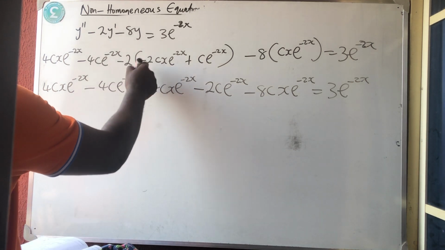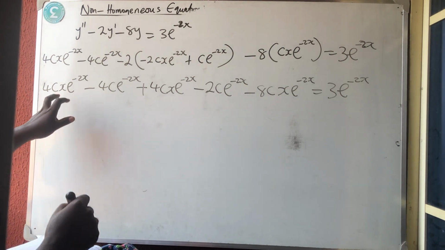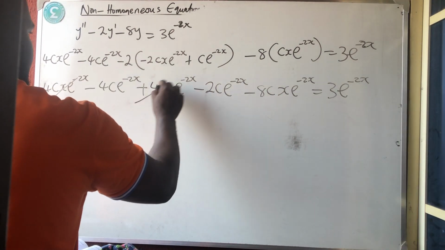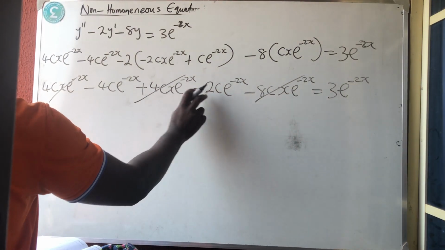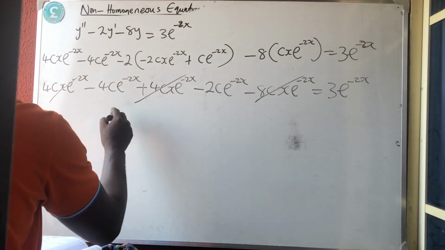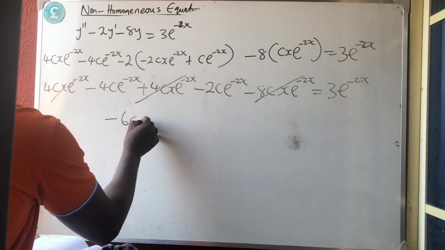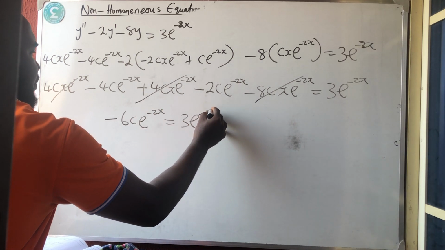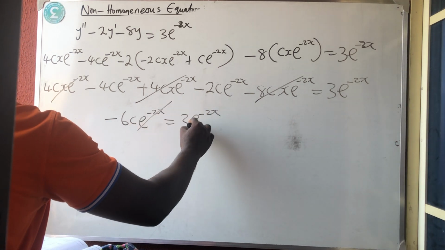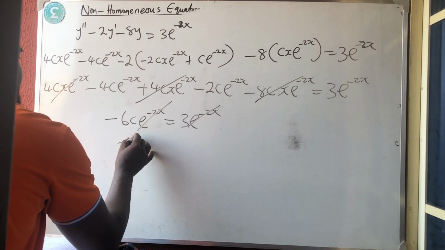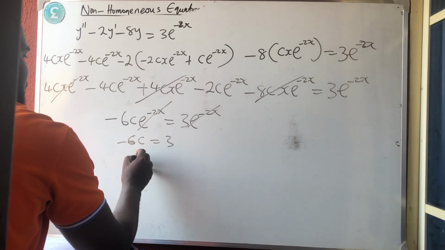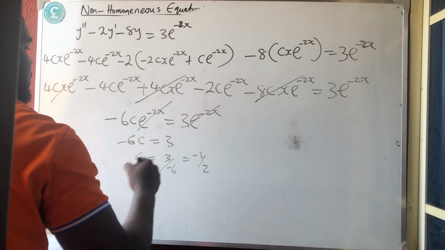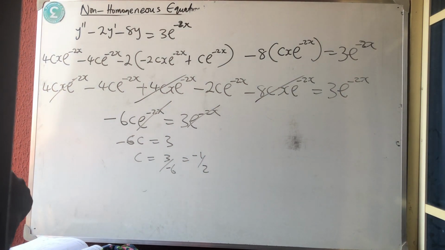Okay, here is minus minus, which is plus. Okay, so this is 4 plus 4, 8. 8 minus 8, 0. So this 3 is out. So I'm left with these two. So minus 4 minus 2 will give you minus 6c e raised to power minus 2x is equal to 3 e raised to power what? Minus 2x. So this takes care of this. I'm having that minus 6c is equal to 3. So c is what? 3 over minus 6, which is what? Minus 1 over 2. Okay, so I've gotten my c.